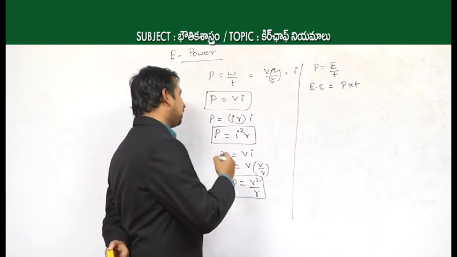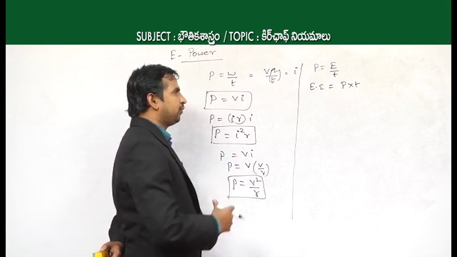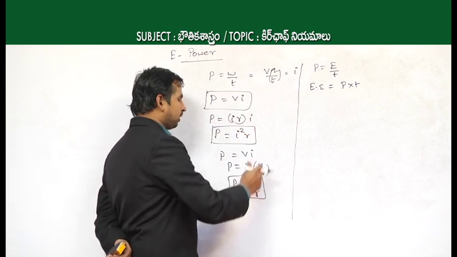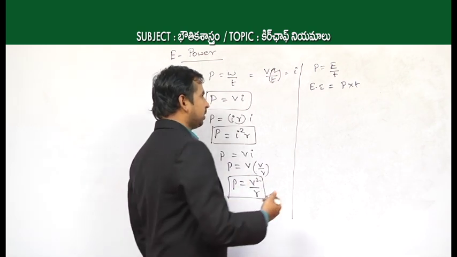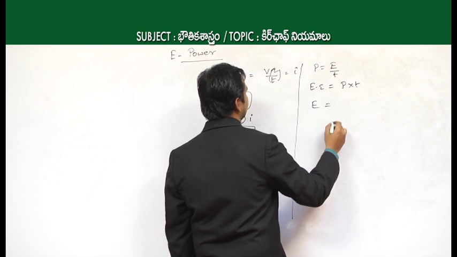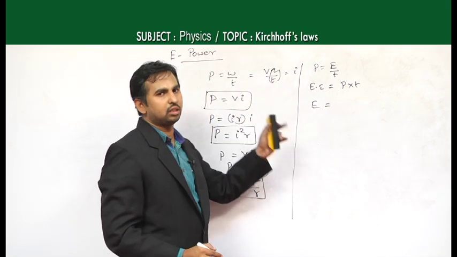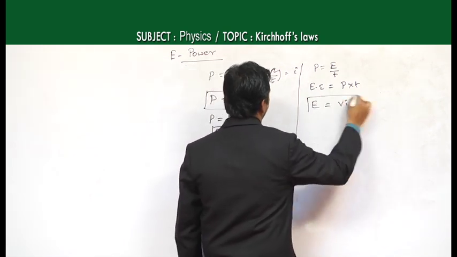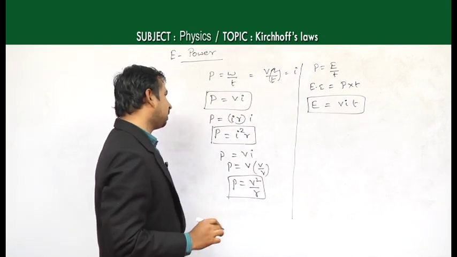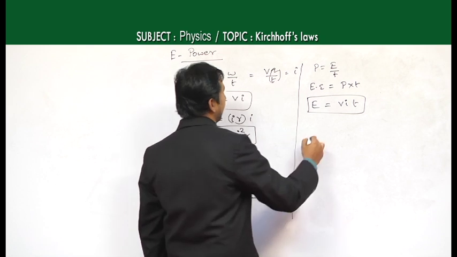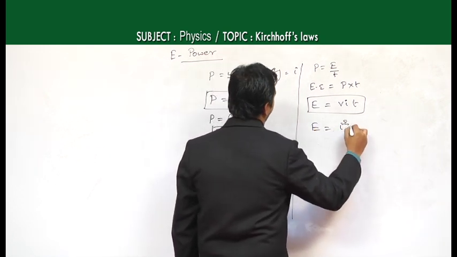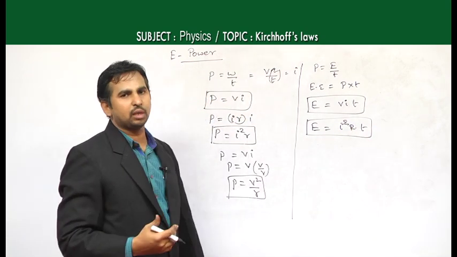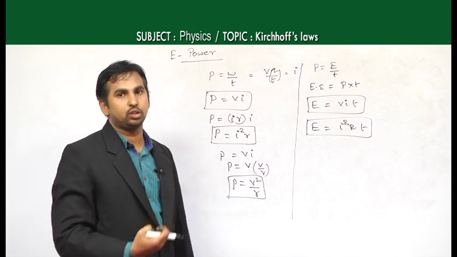Okay. Now, for electrical energy, we have different forms, because we know the power in terms of V and I, I and R, and V and R. If you substitute those values, this electrical energy we can write as power into time, where power, in terms of voltage and current, is V into I, so V into I into T. This is one formula. And if you use the formula P is equal to I square R, then electrical energy becomes I square R into T, that is I square R T. This means the more time you pass the current, the more electrical energy is consumed.